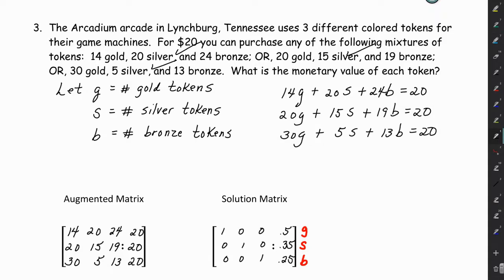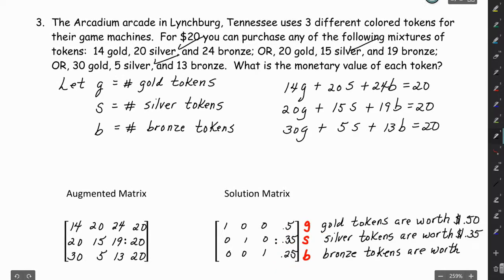Remember, the original problem was saying what is the monetary value of each token. So we know that gold tokens are worth 50 cents, silver tokens are worth 35 cents, and bronze tokens are worth 25 cents. Okay, moving on to our last problem.